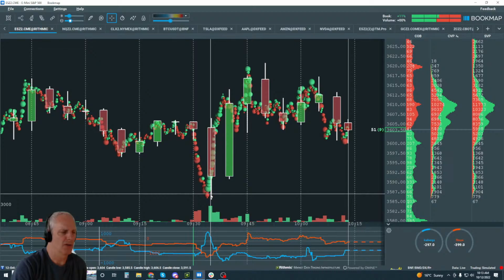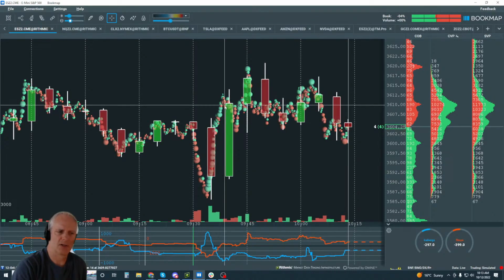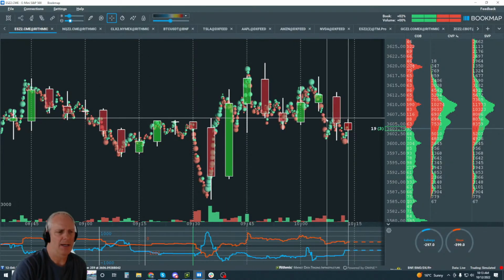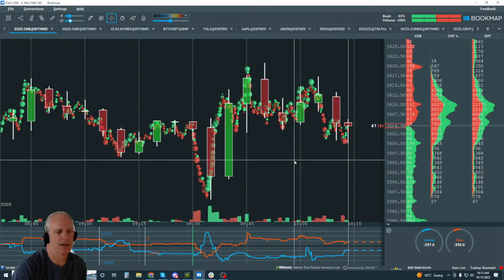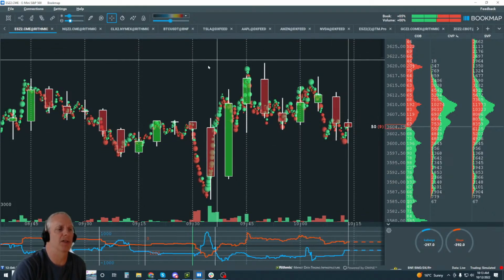Move down, pretty strong move at the cash open. Move back up, pretty strong move as well. Not really seeing too much here in the volume dots within this range.